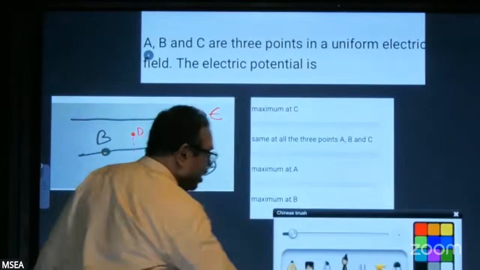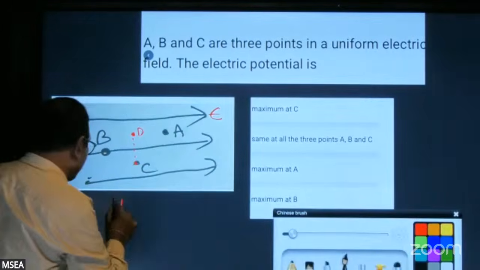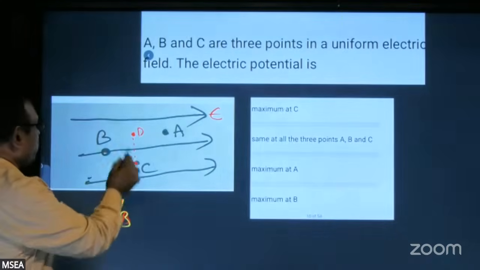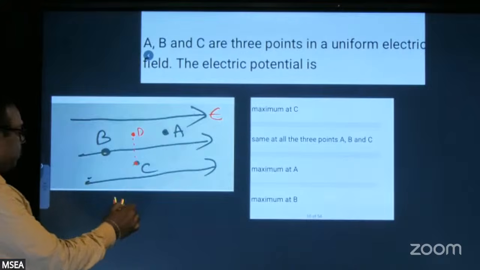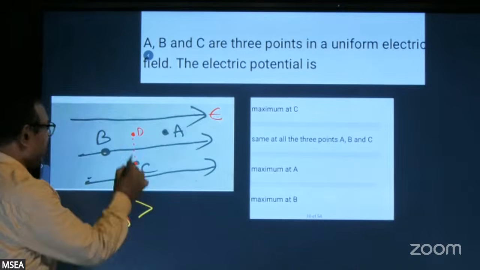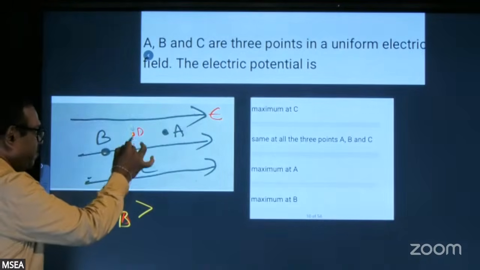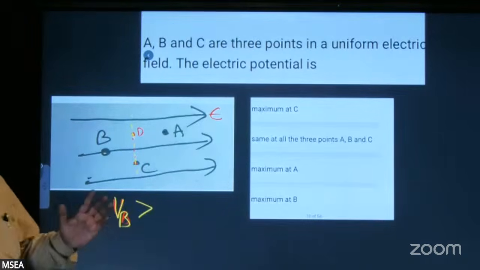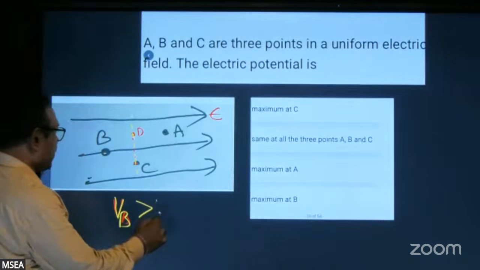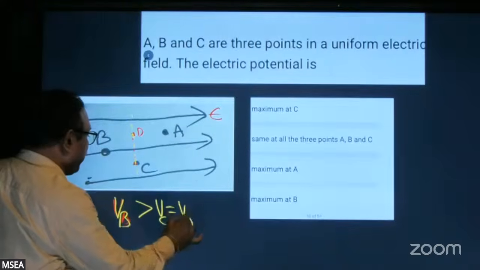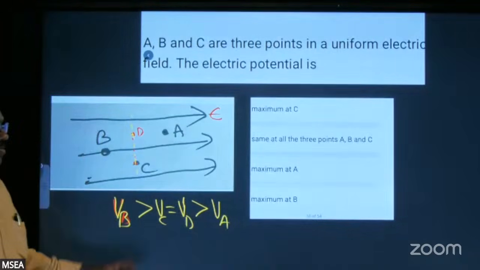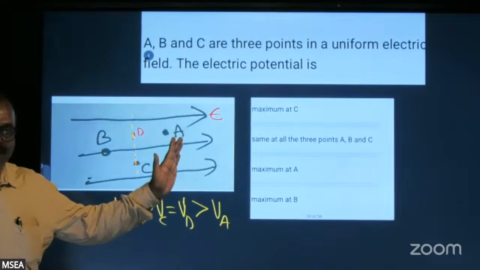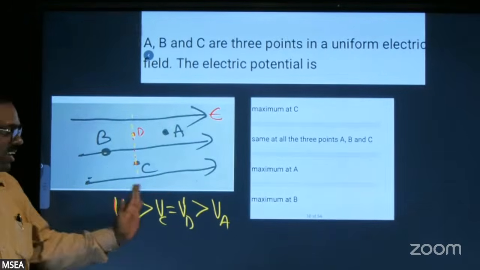So I change the color. Let us take this one as VB. In the direction of electric field, potential decreases, so this is greater. But C and D are on the same line, so they have the same potential. That's why VC should be equal to VD and should be greater than VA. You must remember that in the direction of electric field, potential decreases.